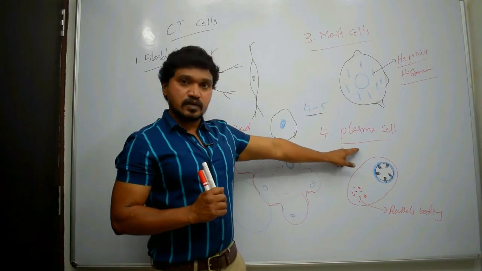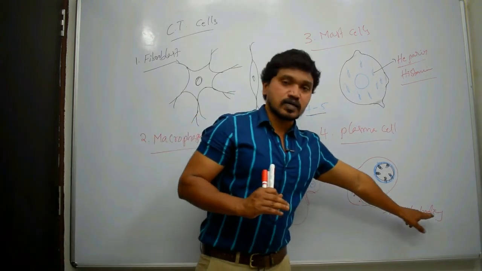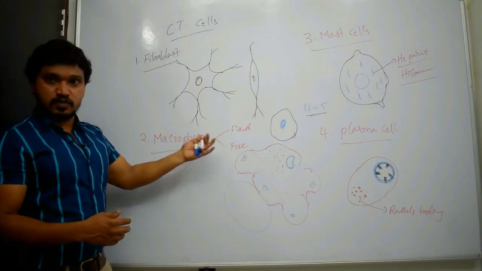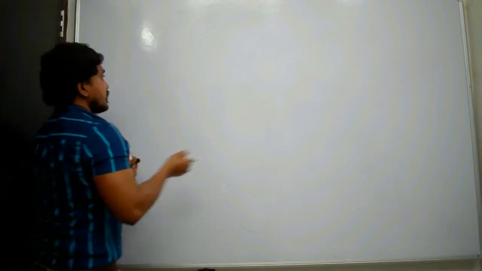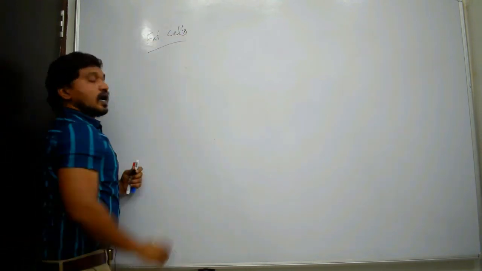Within the plasma cell, we can find stored antibodies. Those antibodies, we are calling Russell's bodies. Clear? That is the plasma cell. Next, we will discuss the fat cell. Let me remove this. Next cell is the fat cell. We can also call it adipocytes.